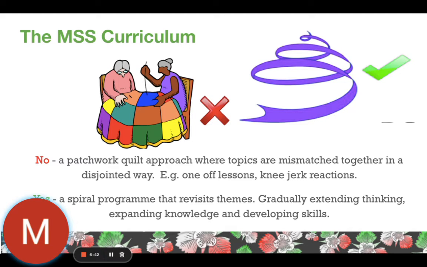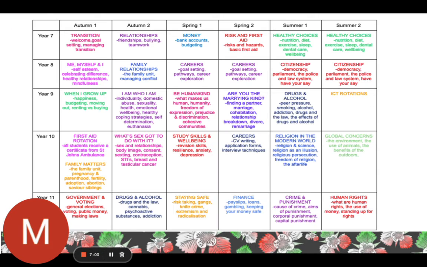The MSS curriculum is designed to be a spiral programme that revisits themes throughout the 5 years. It is not a patchwork quilt approach where topics are mismatched together in a disjointed way, but a curriculum that gradually extends thinking, expands knowledge and develops skills amongst all students. This overview of the MSS curriculum demonstrates this in practice.